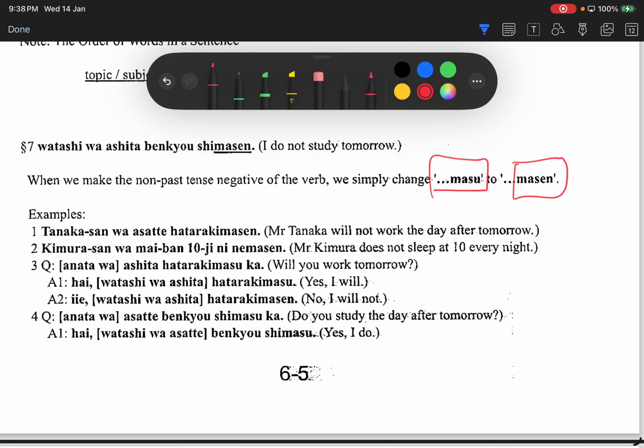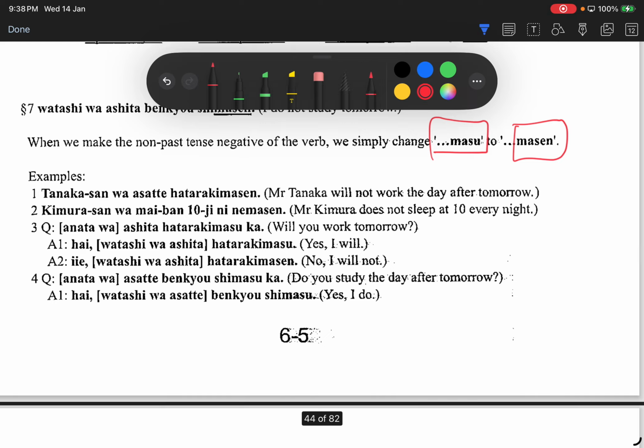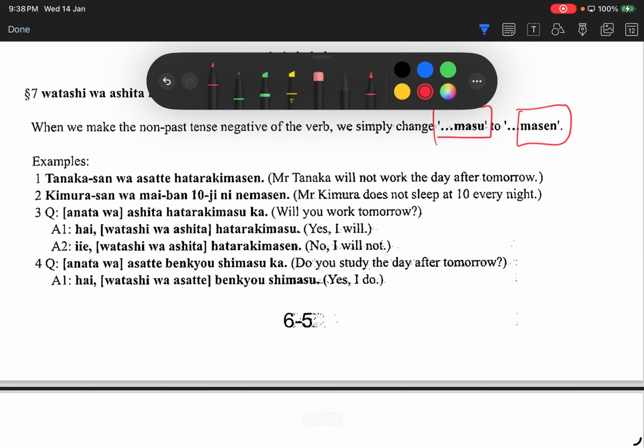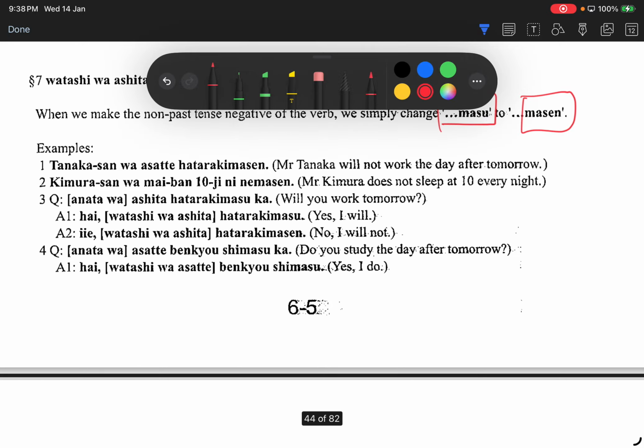Hatarakimasu, hatarakimasen. Right, so example 1. Tanaka-san wa asatte hatarakimasen. So asatte means the day after. Hatarakimasen means do not work. Then number 2. Kimura-san wa maiban 10時に寝ません. So 10時に寝ます means sleep at 10 o'clock, right? So 寝ません means do not sleep. So do not sleep at 10 o'clock. Number 3. 明日働きますか? So tomorrow work? いいえ、働きません. No, I don't work.